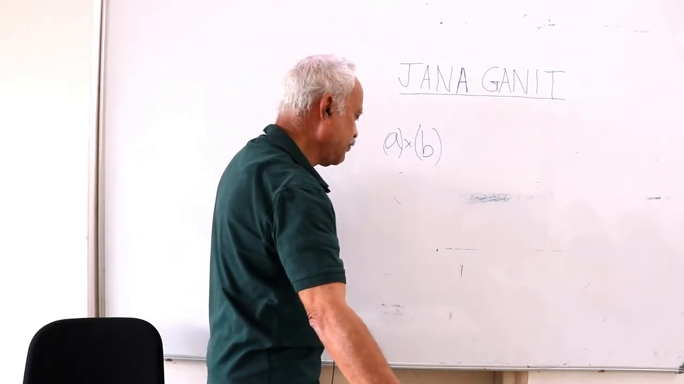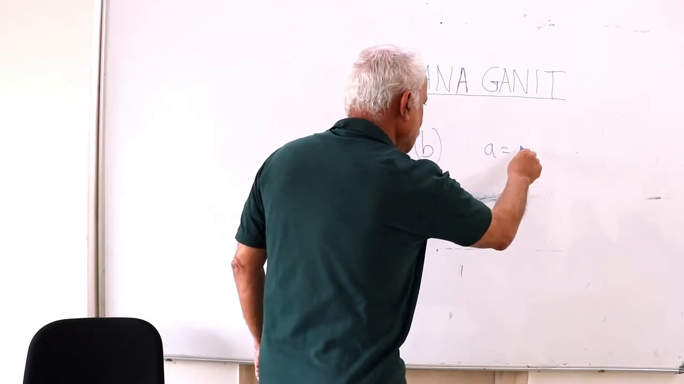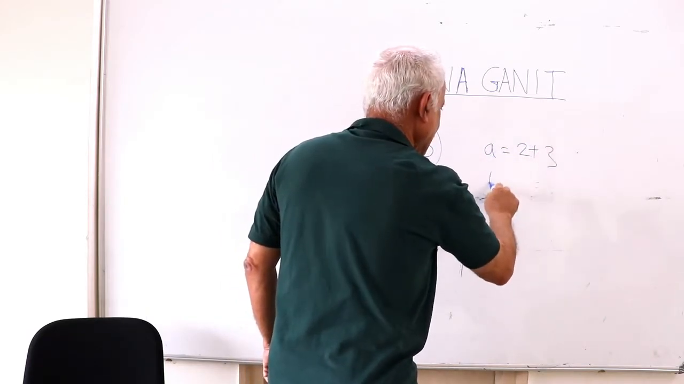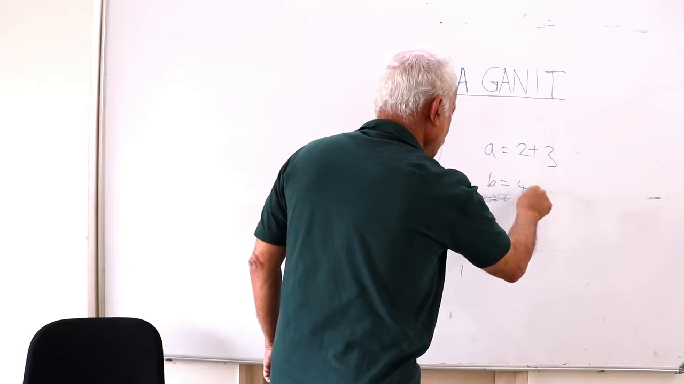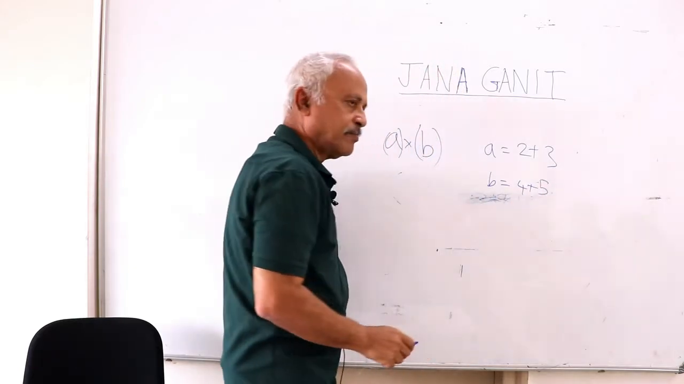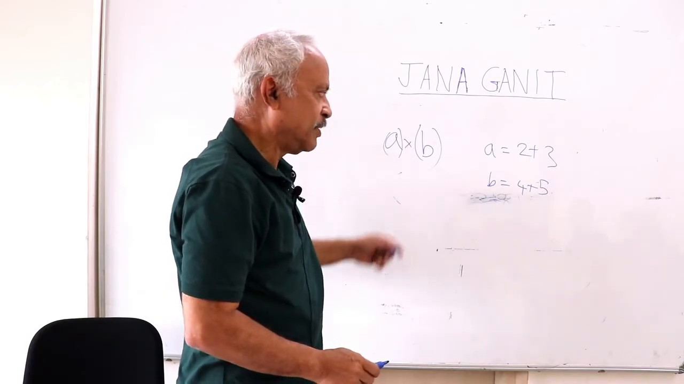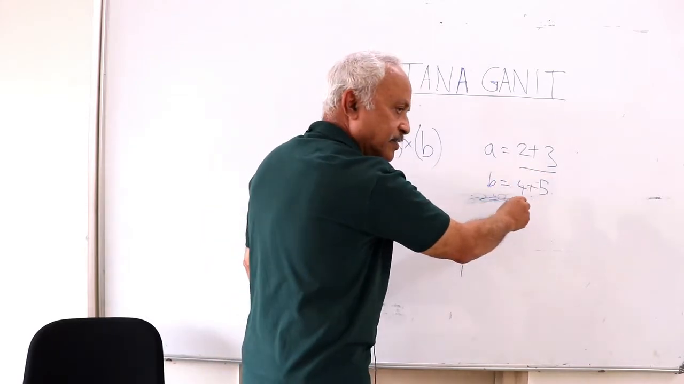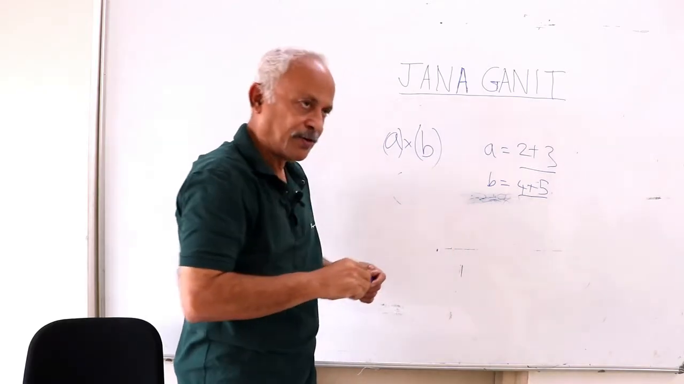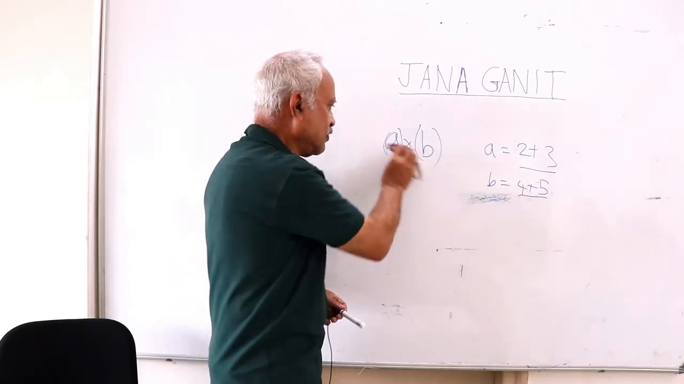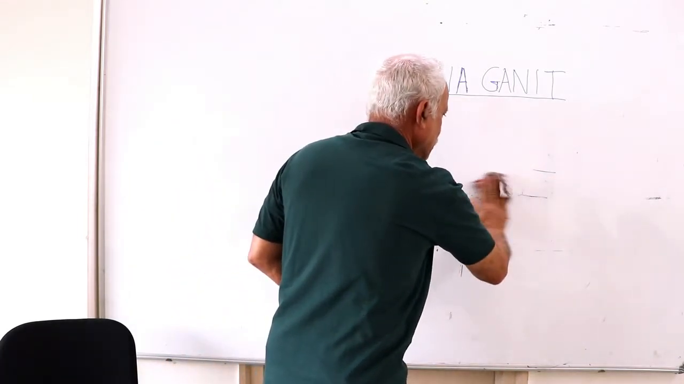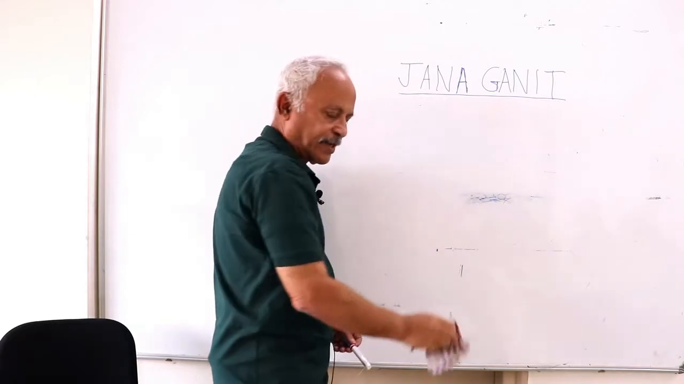Now, if I put A equal to 2 plus 3 and I put B equal to 4 plus 5. Jyoti, what are the factors of A into B? First factor is 2 plus 3. Second factor is 4 plus 5. Very good. Okay, so now we know how to recognize factors.